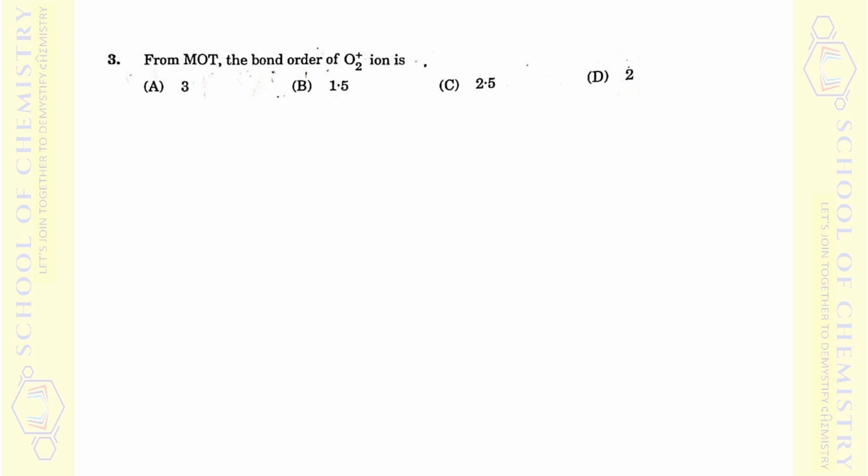Again, this is a very simple question from molecular orbital theory. Straight away they have asked the bond order of O2 plus ion. So how can we do that? First we should know the electronic configuration of the oxygen atom. It is 1s2, 2s2, 2p4, a well known fact. And from this we can go directly to the molecular orbital energy level diagram of O2.